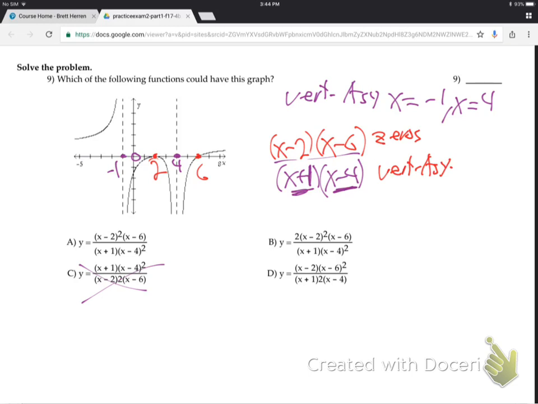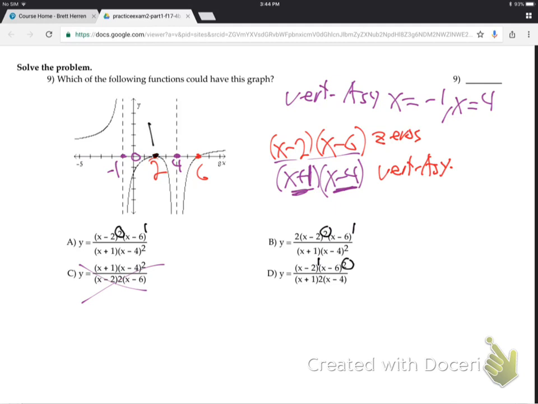Well, that didn't do much for me. A, B, and D all have x minus 2 and x minus 6 in the numerator as well. Well, how about the powers? See how this has a 2 power, this has a 1 power, this has a 2 power, 1 power, 1 power, 2 power. They have some different powers. How do you know what the powers are?